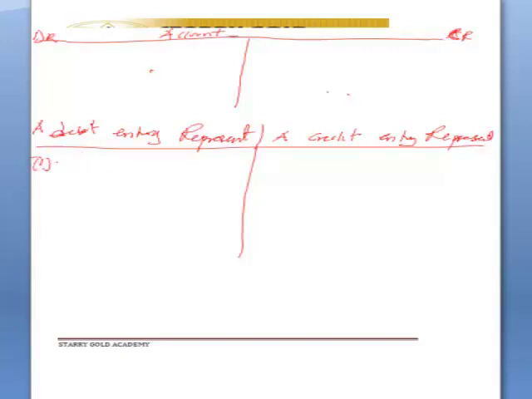One, a debit entry indicates an increase in the value of assets. A credit entry to an asset means a decrease in the value of assets.